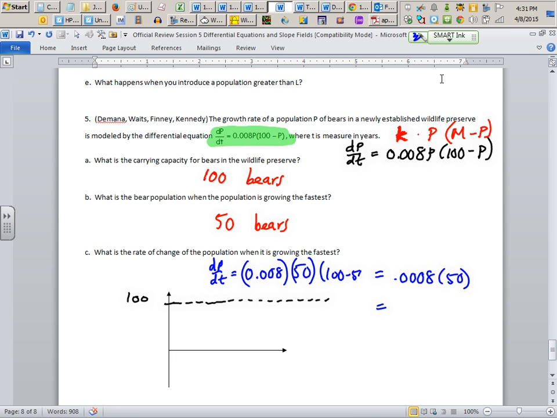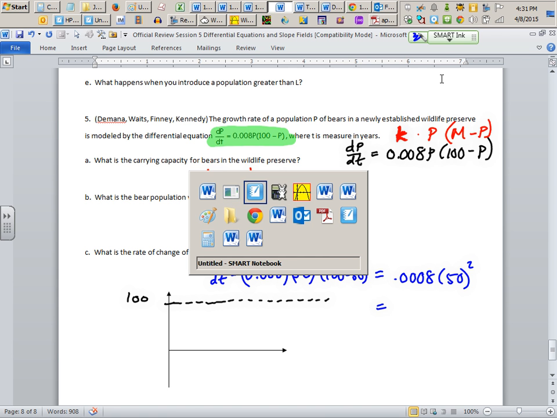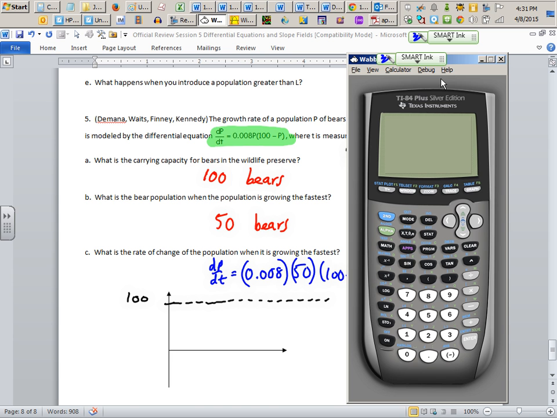I'll just make sure you guys are awake. So it's 0.0008 times 2,500. Which I should be able to do in my head, but I'm a little too tired today. I don't know what my excuse is on other days.